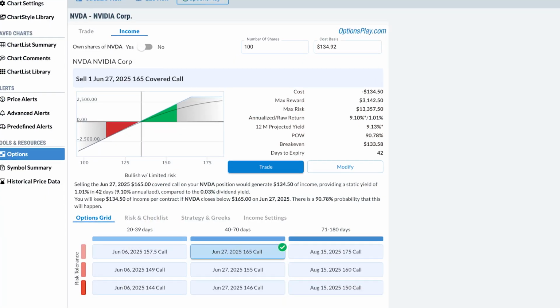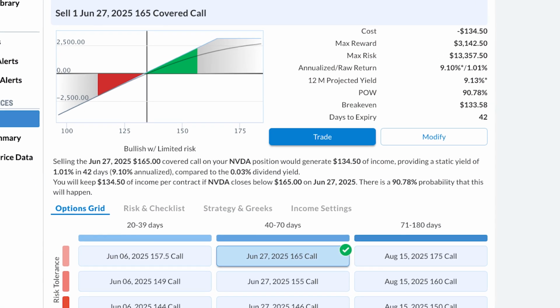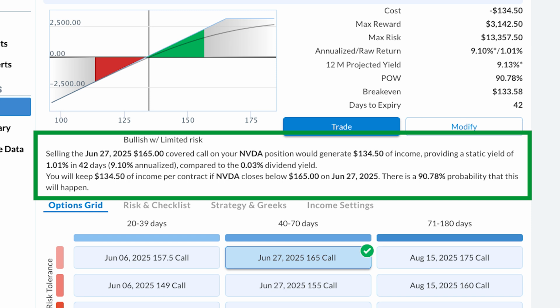Cool. And I like that there's also a lot of text in here that tells me exactly what we should expect in terms of income and return if we go this income route. So we have the plain English explanation for both trading and income strategies. Actually, any strategy you structure within OptionsPlay, we have a plain English explanation for it.